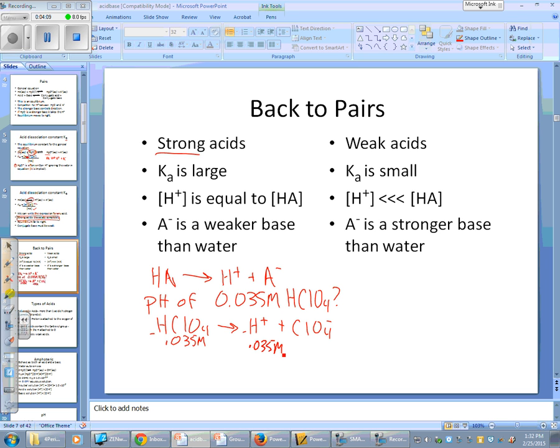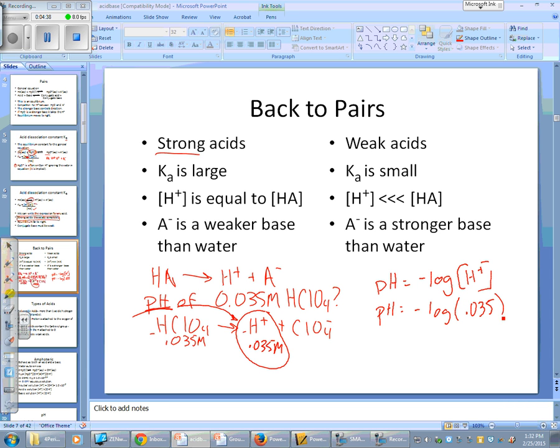Notice no double-headed arrow here. Now, I was interested in H+. I don't really care about perchlorate because the question is about the pH. And I know if I have the hydrogen ion concentration, I have a formula for pH using that. So pH equals negative log of your hydrogen or hydronium ion, whichever way, ion concentration. So in this case, I'm going to find the pH of the solution. Take the negative log of 0.035 molar. And that's going to end up giving me a pH of 1.46.